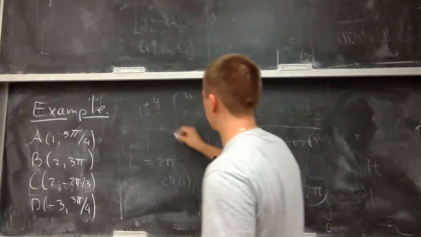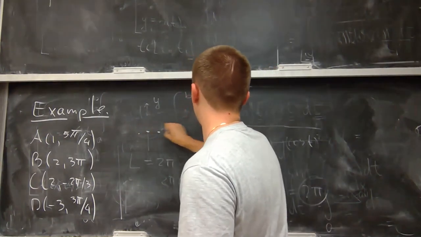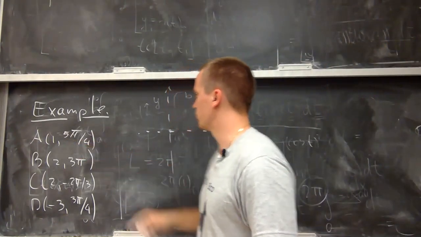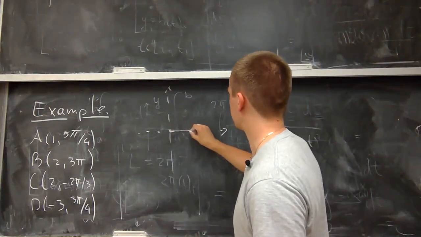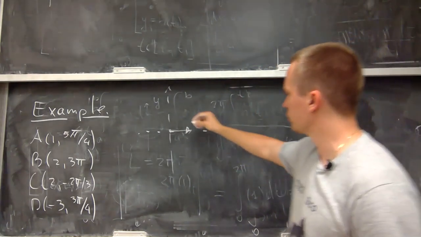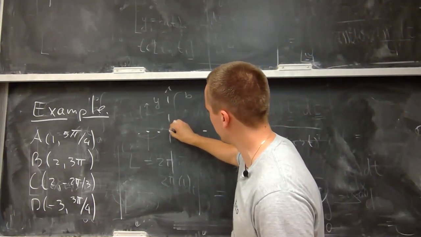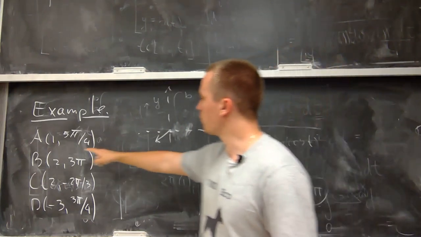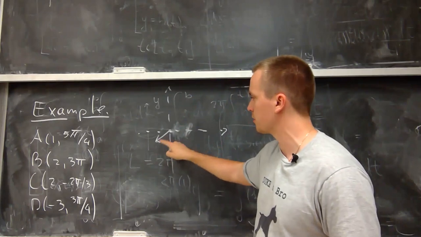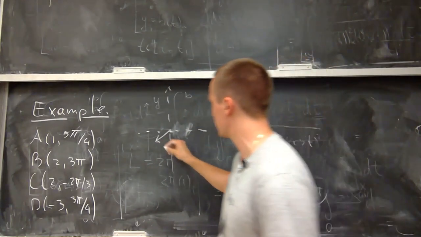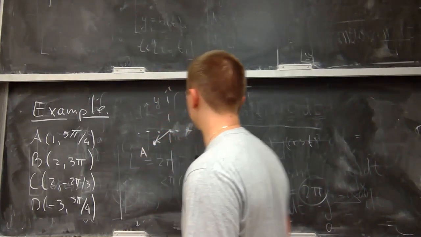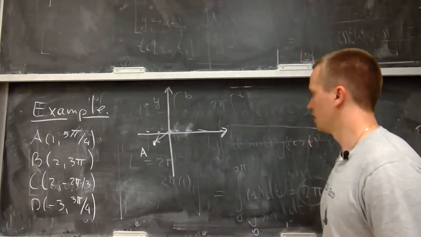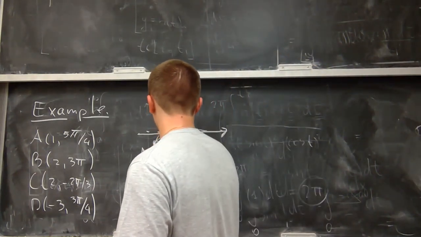Okay, so let's first do point A. Let's start with this imaginary x and imaginary y axis. First, I'm going to rotate by 5π/4. What does it mean? I imagine that I have a vector, let's say a unit vector, in positive x direction. I'm going to rotate this vector by 5π/4, so my vector is going to be in this position. And then I want to go from the origin towards the positive direction of this vector by one unit. I already take this vector as one unit, so I will get this point. So this is my point A. So this point is 1, 5π/4.